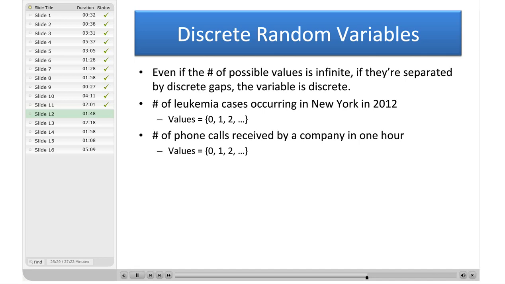So an example of this might be if you wanted to look at the number of leukemia cases occurring in New York in 2012. Well, the possible values for that random variable are 0, 1, 2, 3, and so on and so forth. So there's an infinite number of possible values because there's no clear upper bound on how many leukemia cases you could have. But between any two of those numbers, there's a definite gap. So for example, between 1 and 2, there's a gap of size 1 there. And those numbers are not in the set. So in a situation like that, you're dealing with a discrete random variable.